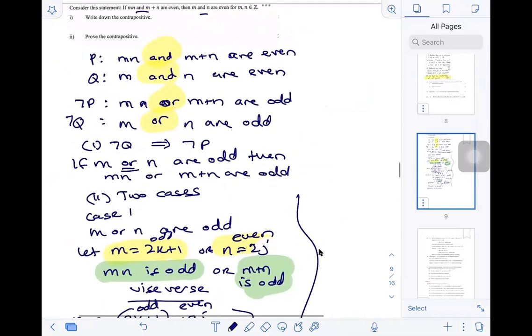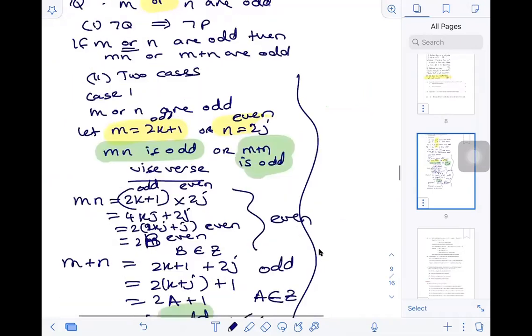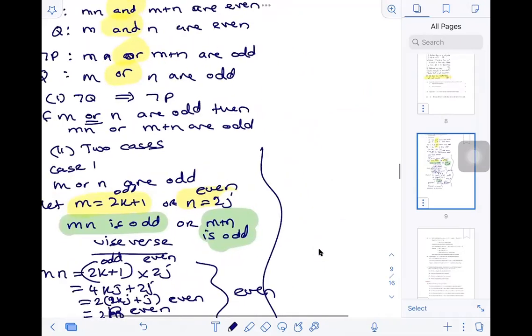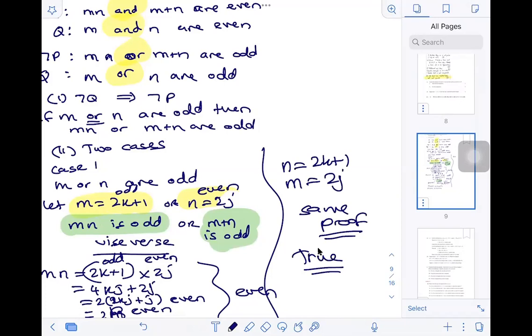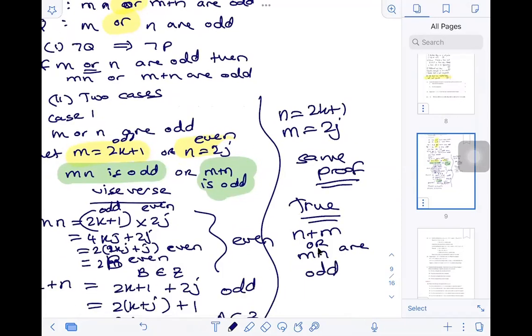Okay, so what's the other case? We want to go, if m or n are odd, then mn or m plus n are odd. So the other case would be if n was odd or m was even, and you could do the same proof, and you would prove that this was also true, that either n plus m or mn are odd, and then it will work.